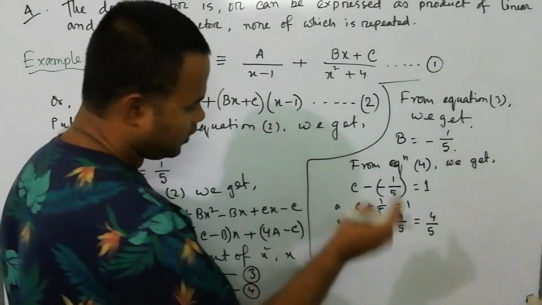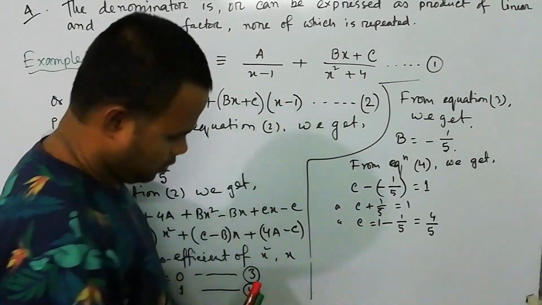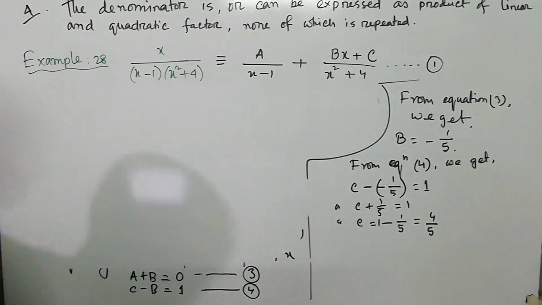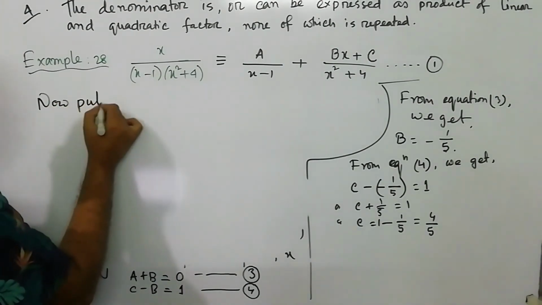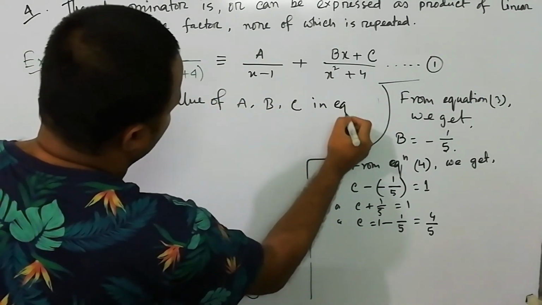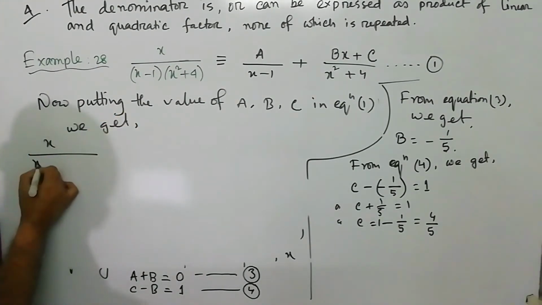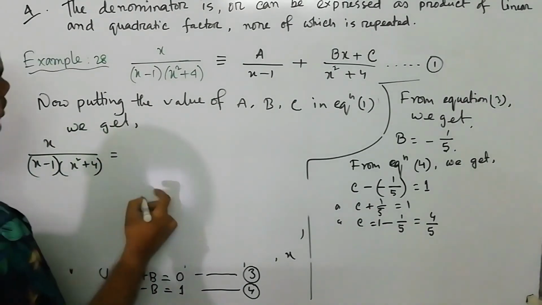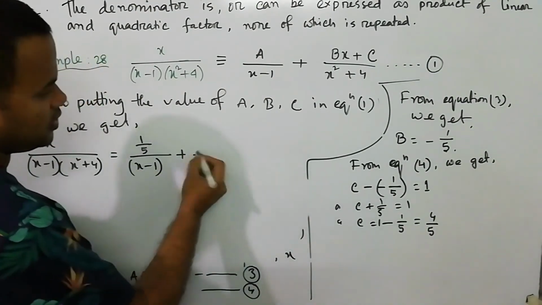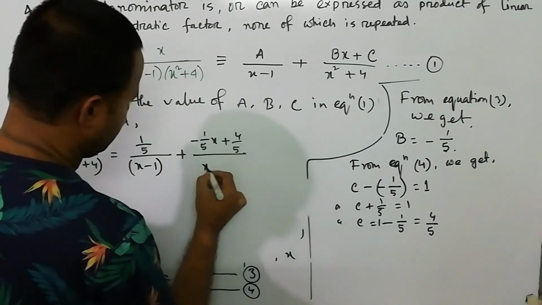So we already have the values of a, b and c. Now put the values of a, b, c in equation 1. Putting the values of a, b, c in equation 1, we get x by x minus 1 into x square plus 4 equals, we have the value of a, that is 1 by 5 into 1 over x minus 1, plus the value of b, that is minus 1 by 5 into x plus 4 by 5, over x square plus 4.